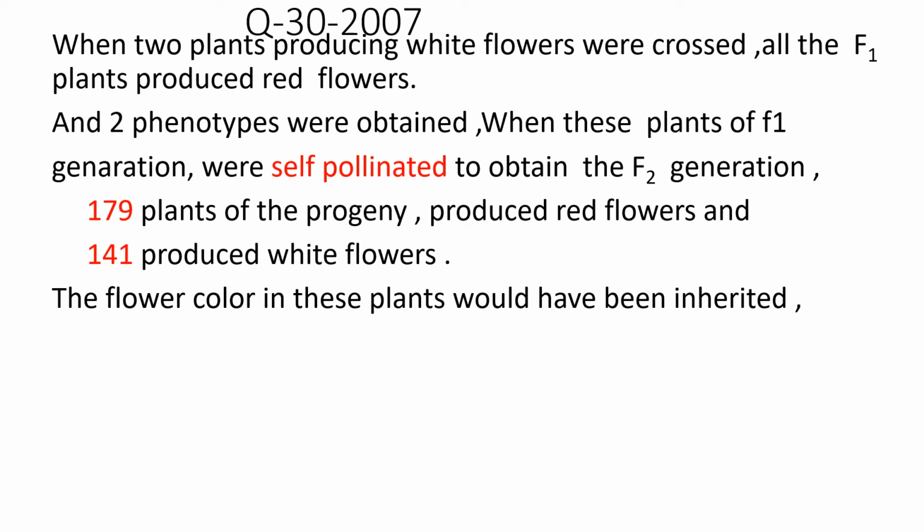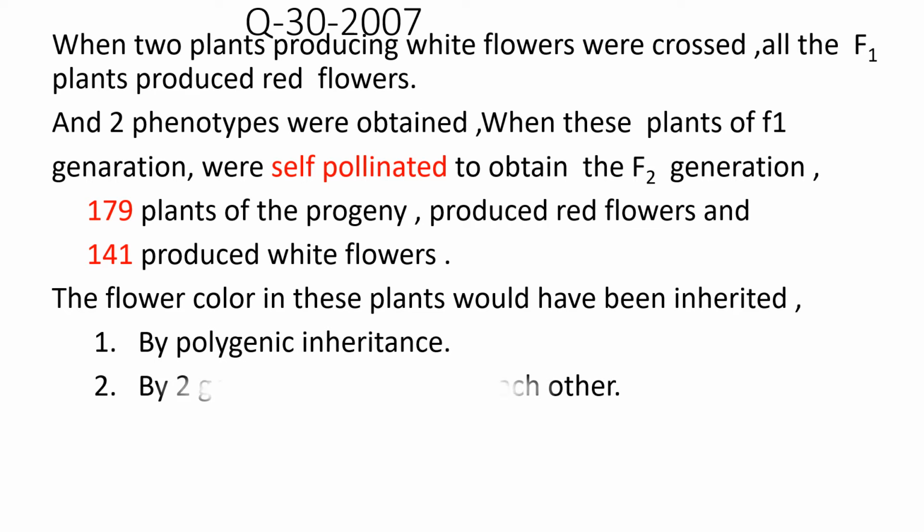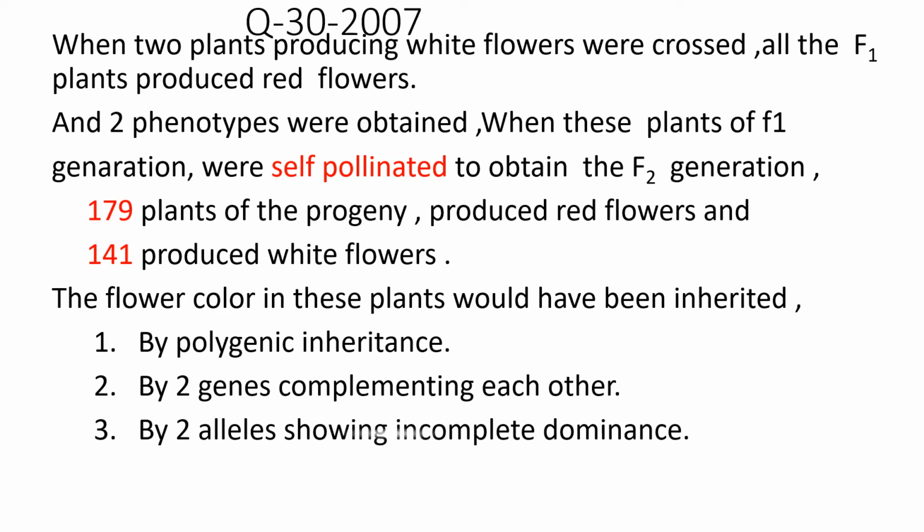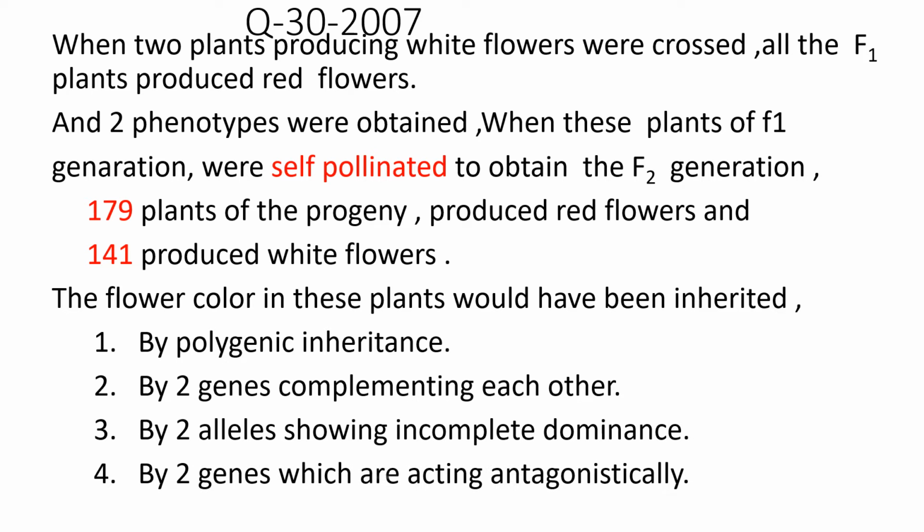The flower color in these plants would have been inherited: 1. By polygenic inheritance, 2. By two genes complementing each other, 3. By two alleles showing incomplete dominance, 4. By two genes which are acting antagonistically, 5. By two linked genes. Explanation.